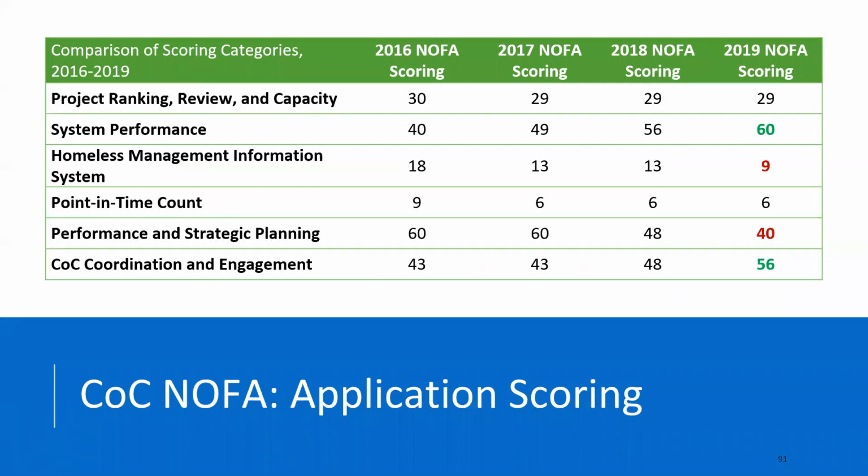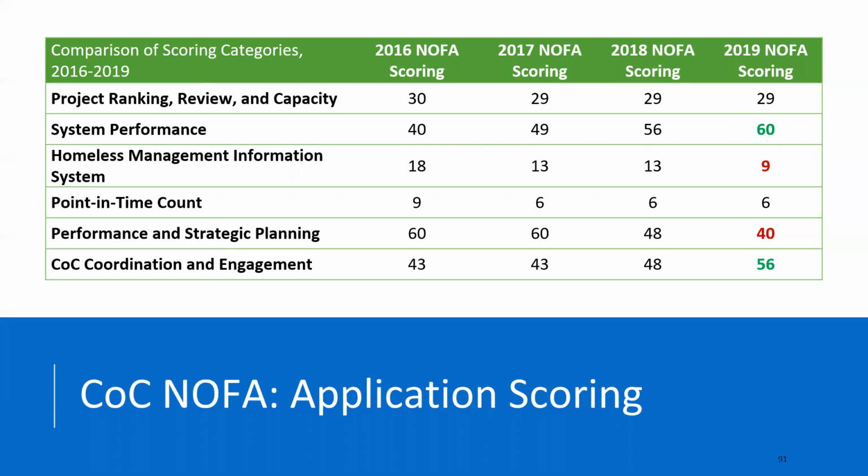So the categories that HUD uses in scoring the CoC NOFA consolidated application are project ranking, review and capacity, system performance, HMIS, point in time count, performance and strategic planning, and CoC coordination and engagement. You'll see here, this chart shows the maximum eligible score for each of these categories from 2016 to 2019. You'll see HUD has been increasing the points for system performance year over year. And these are those data-driven measures. So what does the data say?